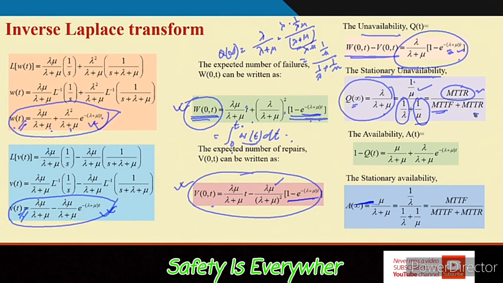Similarly, you can find the availability once the unavailability equation is known. 1 minus unavailability will be the availability, so the equation will be like this. Here if you put t equal to infinity, then the availability equation will be developed, this quantity will become 0 and you will get this value. This can be converted in this manner. So availability is mean time to failure divided by mean time to failure plus mean time to repair, and if you sum these two, that will be 1.